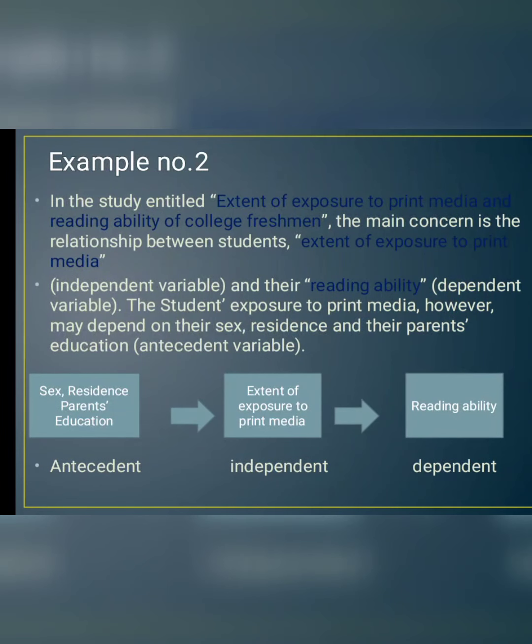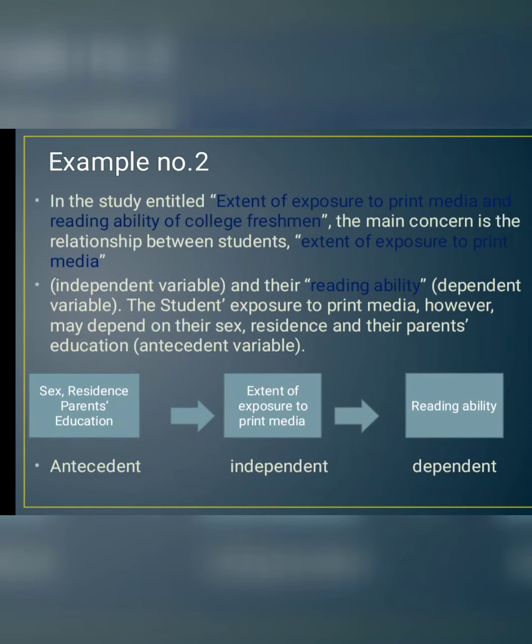Example number 2, in the study entitled Extent of Exposure to Print Media and Reading Ability of College Freshmen. The main concern is the relationship between student extent of exposure to print media, the independent variable, and their reading ability, or the dependent variable. The student exposure to print media, however, may depend on their sex, residence, and their parents' education or the antecedent variables.